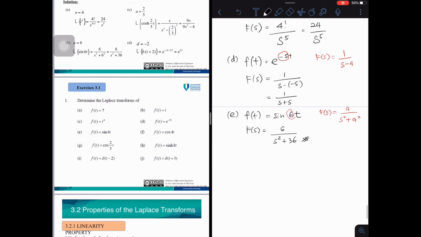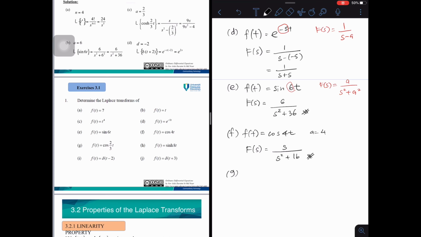Let's move to question F. So we have now f(t) equal to cos 4t. So your a now is equal to 4, and the formula for cos is just you have s in the numerator, and in the denominator you have the same thing, s squared plus a squared, where your a is 4, so 4 squared is 16.